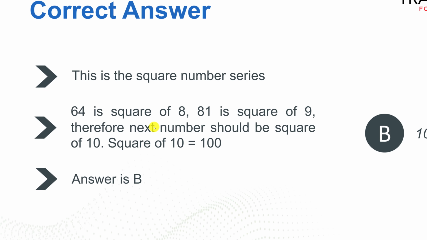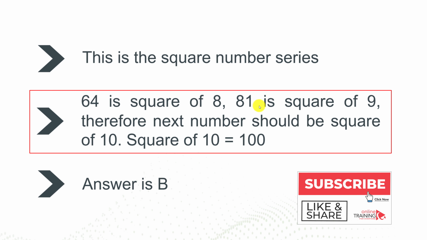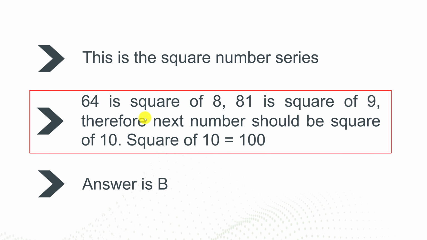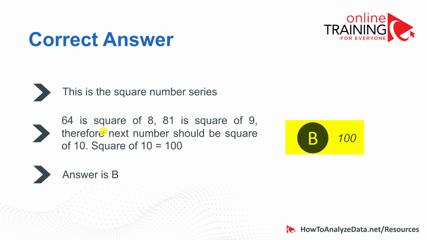Let's recap. So this is the square number series. 64 is the square of 8. 81 is the square of 9. And therefore, next number would be the square of 10. And square of 10 is 100. So the correct choice is B, 100. Hopefully your selection for the answer was correct.